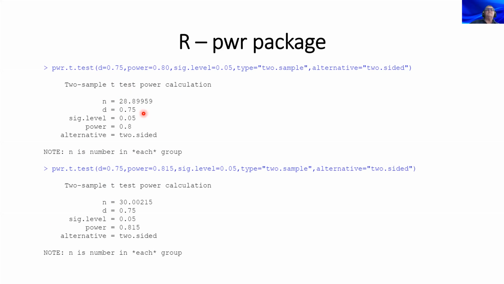Also, we consider what's happening in terms of the output. So if you said power is 0.8, then we'd need 29 cases in each group for the milk chocolate and dark chocolate. If we did the 0.185, which we noted was what we found in terms of the G*Power and the pwr2ppl output, we'd see that it's 30 cases in each group.